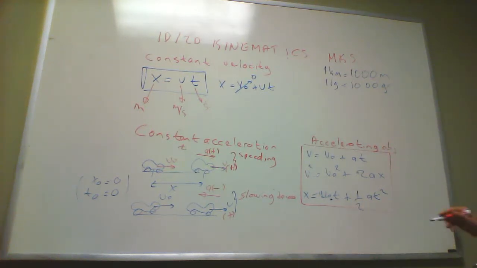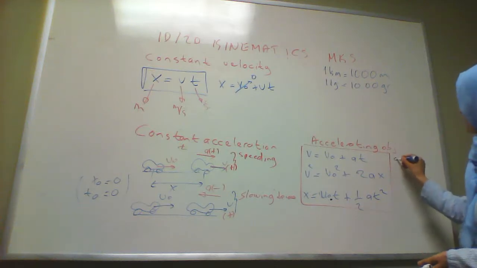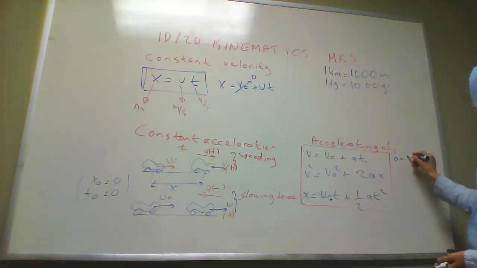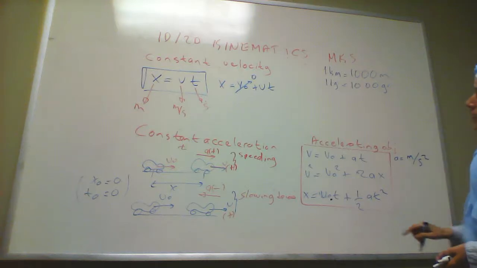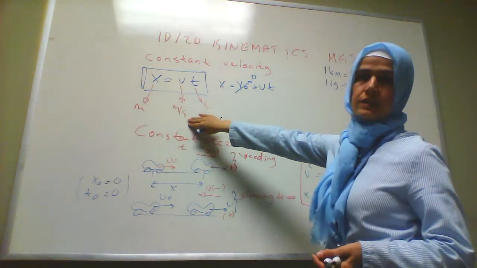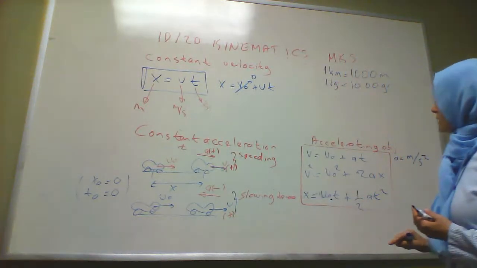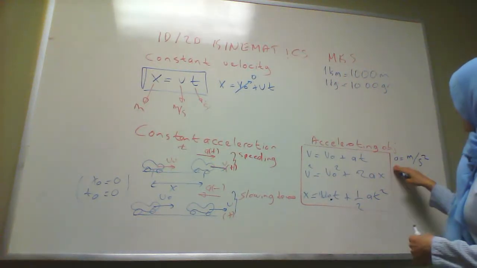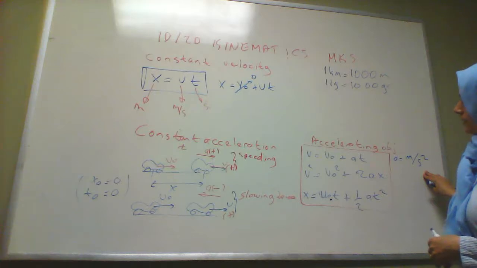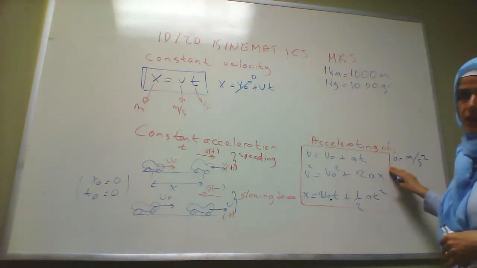Let me also remind you about the units for acceleration here. The new value will be meters per second squared. The unit for velocity, if you see here, is meters per second. Acceleration is the velocity divided by time, so it will be meters per second squared. Now this is for an accelerating object.